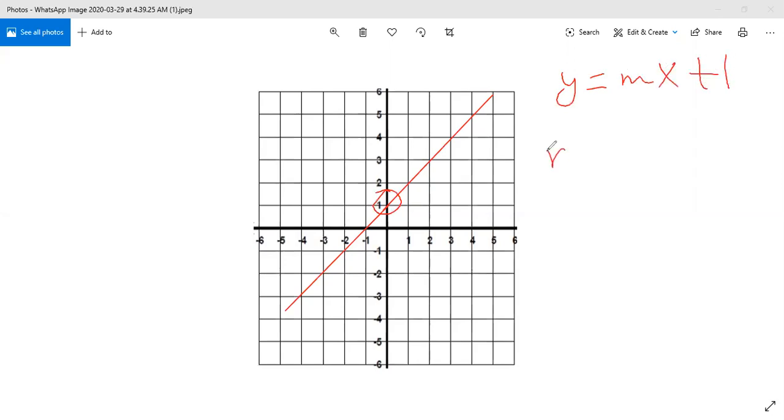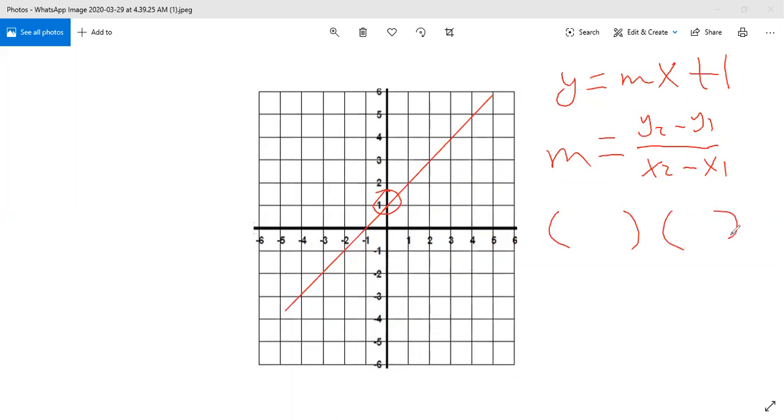Hussein, can you find m? I will find 2 points. Yes, thank you for that, and someone else will complete. So we have Lana. Lana, can you try? We need 2 points to find the gradient. The gradient equals y2 minus y1 over x2 minus x1. So give me any 2 points.